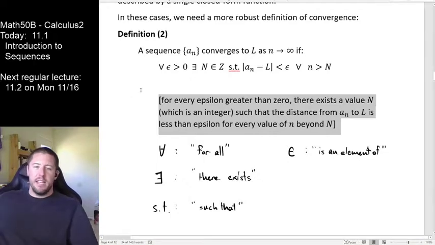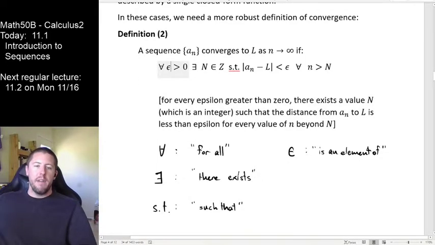So what this is saying to me is this. Think of epsilon as being a margin of error. Epsilon is going to be the distance away.